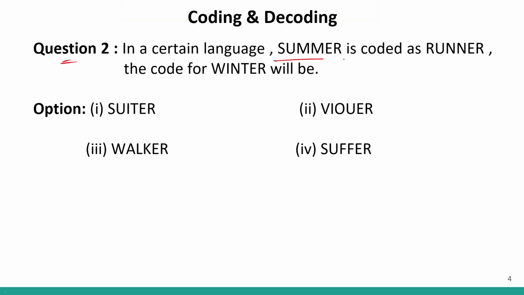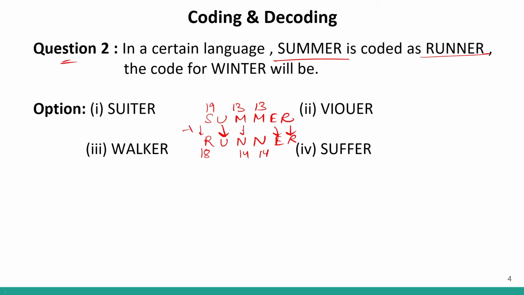Question number 2, summer is coded as runner. We have to find the code for winter. So SUMMER is coded as RUNNER. So second letter and last 2 letters remain the same. S is 19, this is 18. M is 13, this is 14. R is 18, this is 14... So basically this is minus 1 and this is plus 1 and plus 1. Correct? This is plus 1 and plus 1.